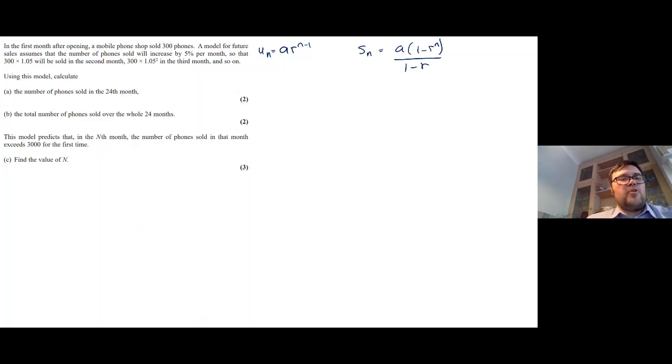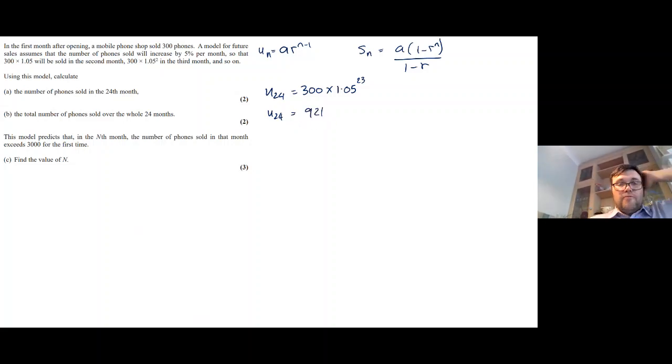Right, the number of phones sold in the 24th month. So this is U24 equals, a is equal to 300, the common ratio is 1.05, and n minus 1, well, that's 24 minus 1, so it's going to be 23. So U24 is going to be equal to 921.